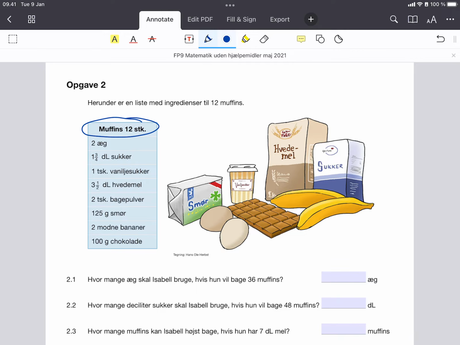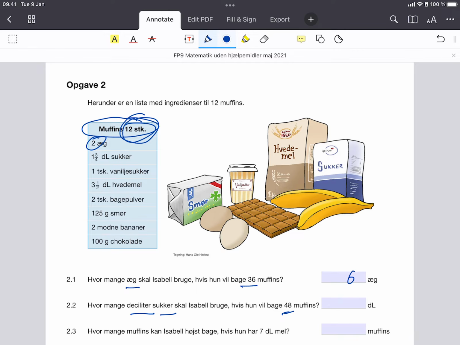Okay, how many eggs does Isabel need to use if she wants to bake 36 muffins? So the recipe is for 12 muffins. 12 times 3 makes 36. So she's got to take the 2 eggs there and multiply it by 3 and have 6 eggs. How many deciliters of sugar does Isabel need to bake 48 muffins? Well, again, the recipe's for 12 muffins. 12 times 4 makes 48, so she's got to use 4 times as much.